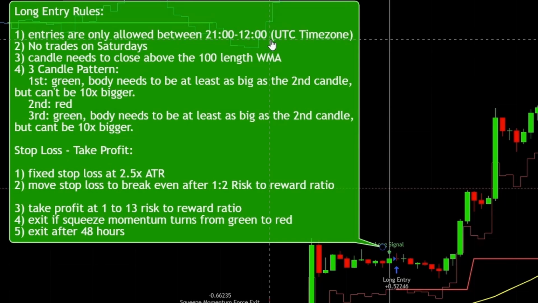And that's because when I was backtesting and optimizing, I found out that taking no trades in the afternoon is actually better for the strategy. The second rule is that we don't allow trades on Saturdays. Saturdays weren't so profitable, so we just skipped that day.